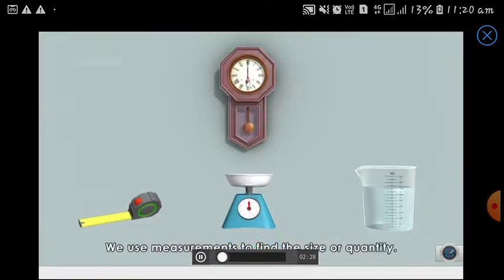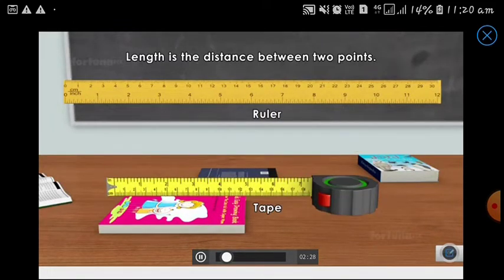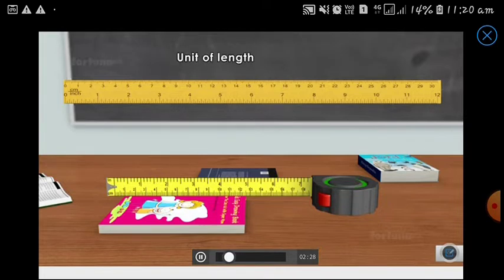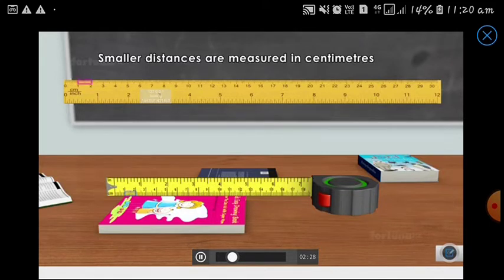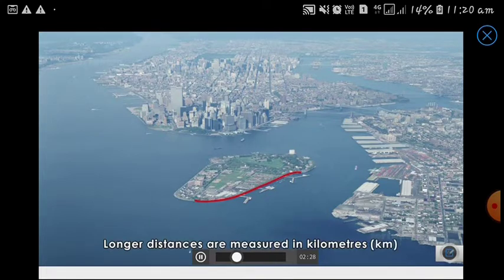Measurement. We use measurements to find the size of a quantity. Length is the distance between 2 points. We use a ruler or tape to measure the length of objects such as a book. The unit of length is meter, which is written as m. Small distances are measured in centimeters, written as cm. And longer distances are measured in kilometers, which is written as km.